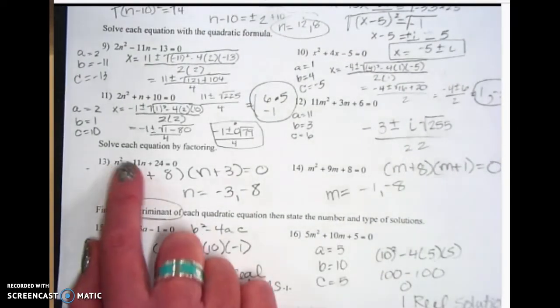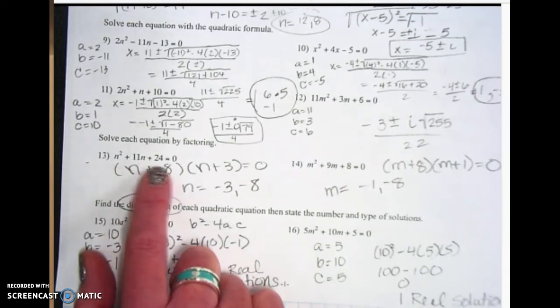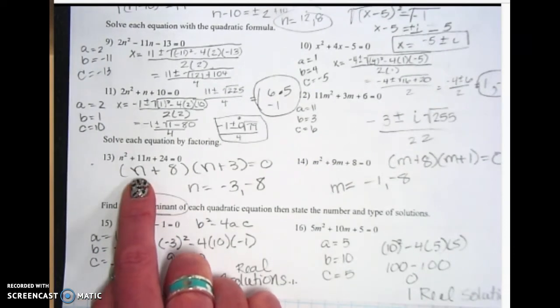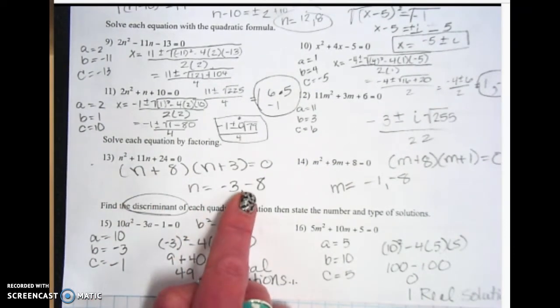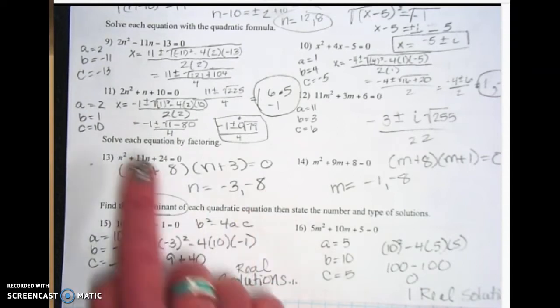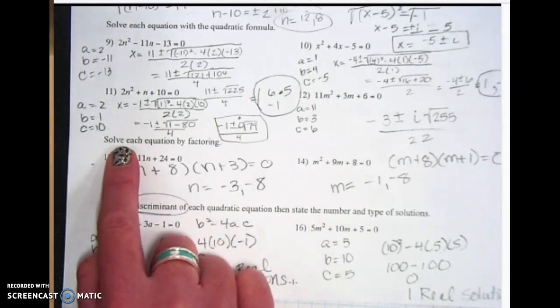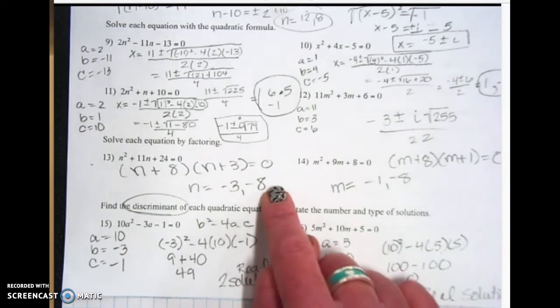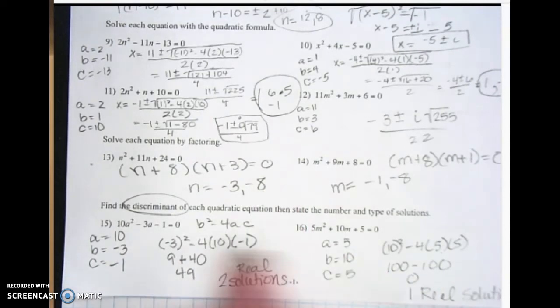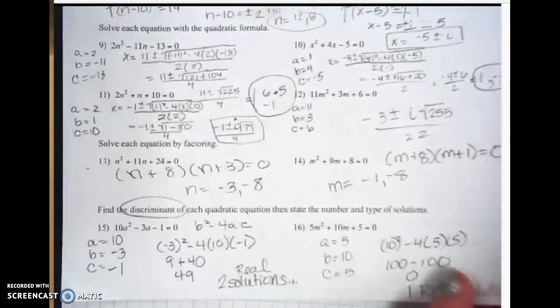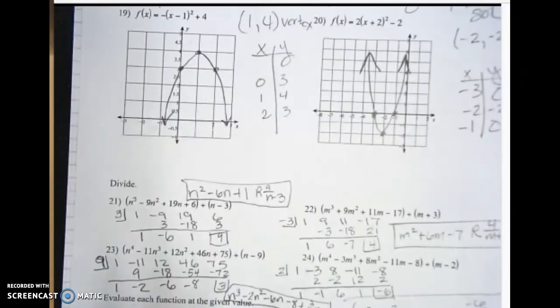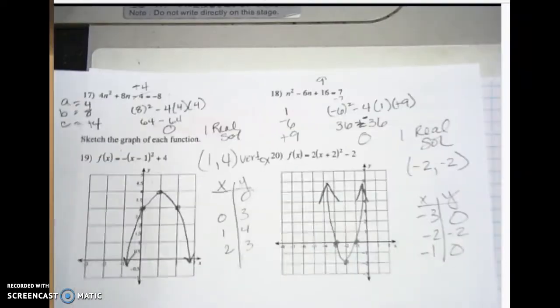Numbers 13 and 14, solve by factoring. This one's an easily factorable trinomial. And then you just take the opposites when you want to solve. Okay? So this step is factoring, this step is solving. Number 15 and 16 you can skip. 17 and 18 you can skip.